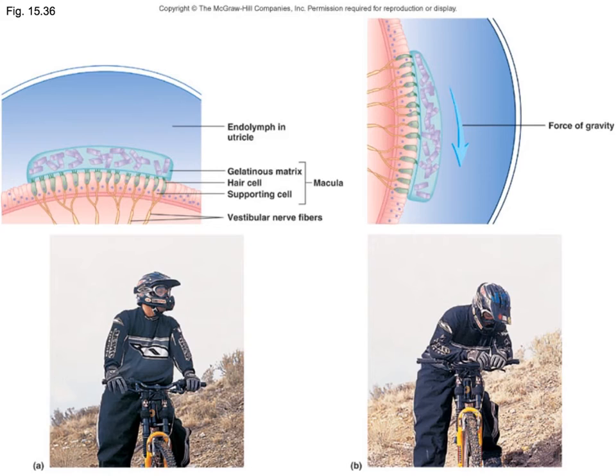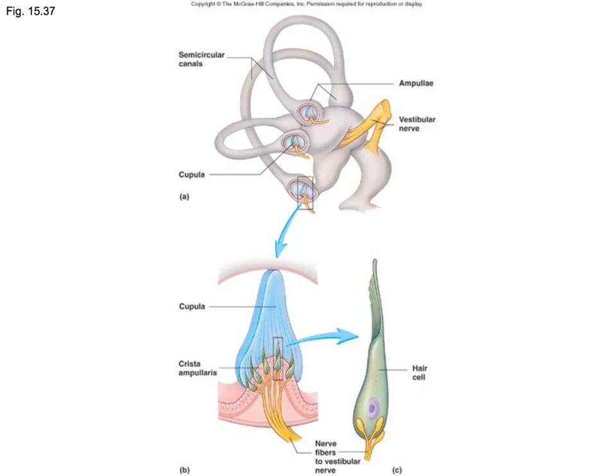So here it is in practice. We see the utricular macula here, because this is his head, and parallel to the base of the brain. So we have the utricular macula laid out with the gelatinous matrix, and if that individual looked down, then that gelatin would slide down, saying you're looking down, you're looking down, you're looking down. So here it is in practice.